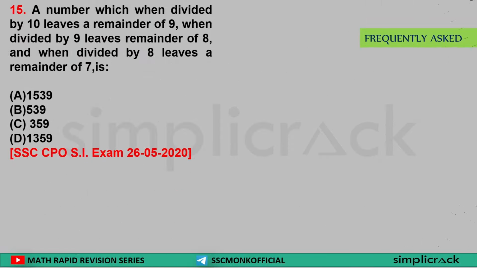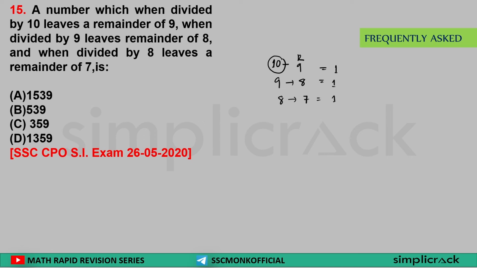Next. A number which when divided by 10 leaves a remainder of 9, when divided by 9 leaves a remainder 8, when divided by 8 leaves a remainder 7. Then what is that number? Now see. When I am dividing by 10, I am getting the remainder 9. When I am dividing it by 9, I am getting the remainder 8. When I am dividing by 8, I am getting the remainder 7. Clear? First thing first, clear? Yes. Now, sir, the difference between the divisor and the remainder is 1 in all cases.